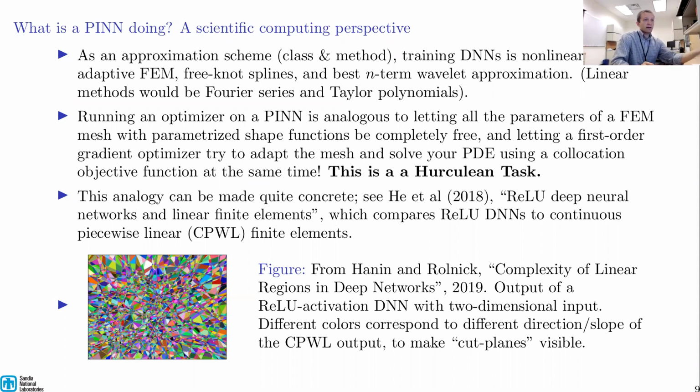I can mention that this analogy to finite elements can be made concrete. There's a paper from the group of Jinchao Xu that I've listed here, which compares using ReLU deep neural networks to adaptive continuous piecewise linear finite elements. And I've included a picture here from this paper by Hanin and Rolnick, which is the output of a deep neural network with a two-dimensional input. And you can see this looks like some finite element mesh. The number of sides of each polygon and so on are inconsistent, but this looks like some finite element mesh. These meshes are moving as you train your neural network and try to solve your problem.